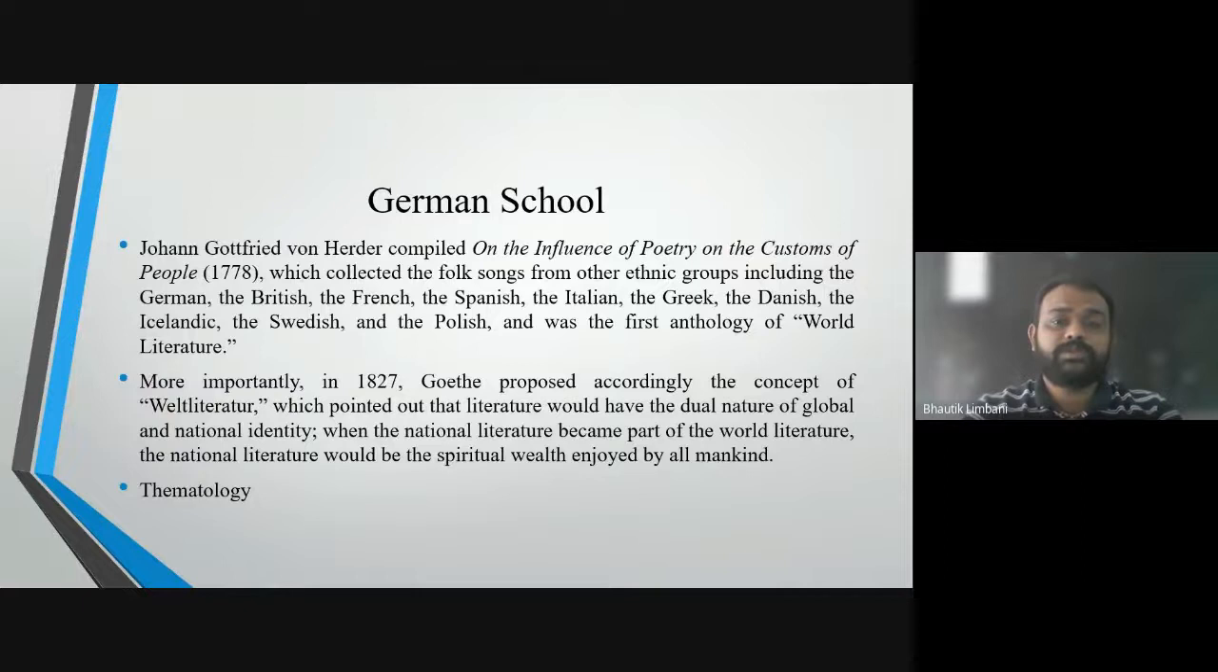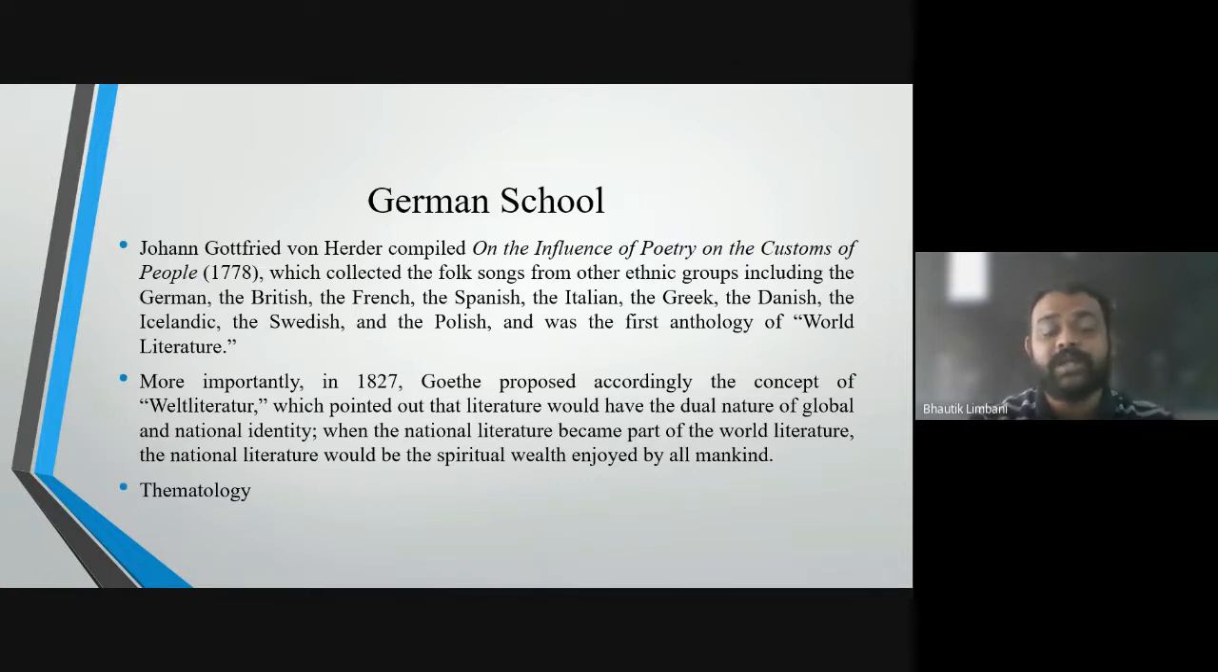Now, coming to the so-called schools of comparative literature. These schools are not actually schools, but a group of people who worked to give it a separate identity, and there has to be a discourse. So these schools are groups of people who were actively involved in the discourse of comparative literary studies. So the first one, the Germans.